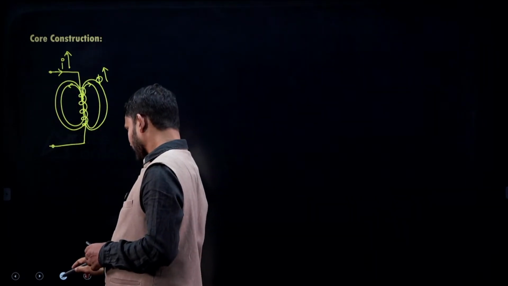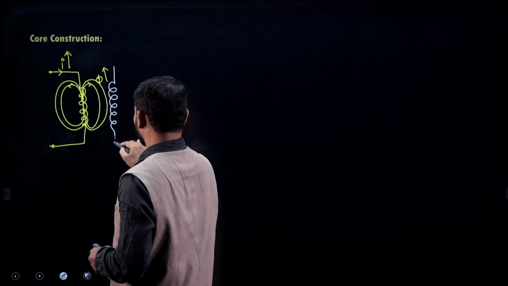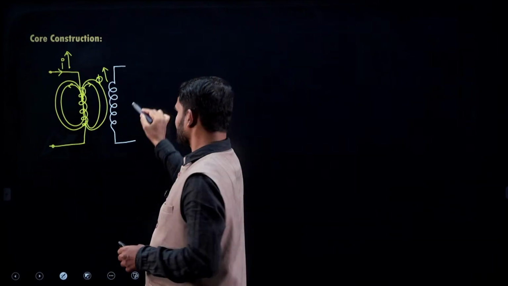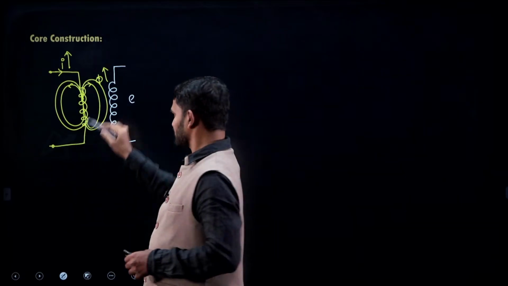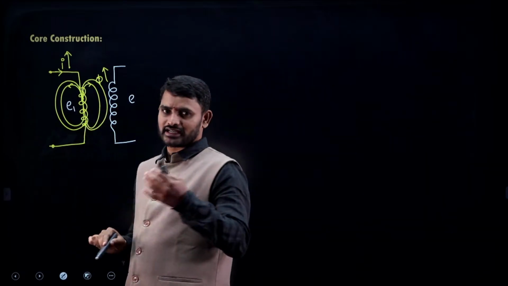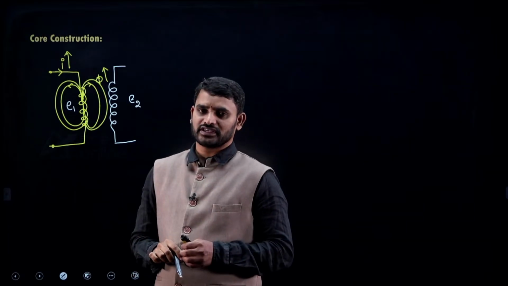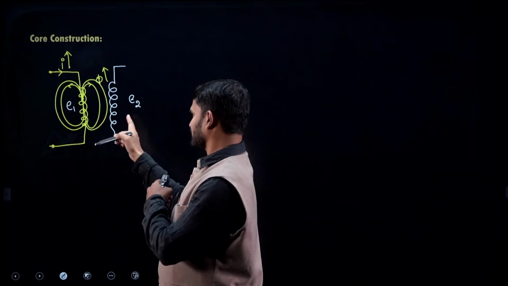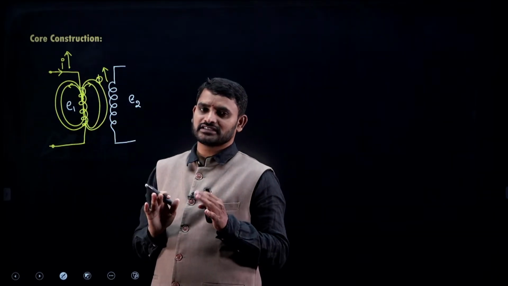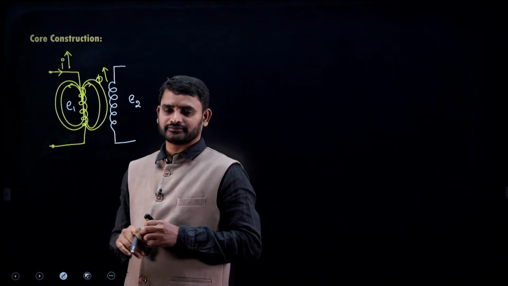Now, if I keep one more winding near to it, these flux lines will link with this winding and induce an EMF. Of course, the same flux lines will also link with its own coil and induce an EMF. We call it self EMF, and the EMF induced in the other coil we call mutual induced EMF. Looking at the flux linkages, only half of the flux lines are linking with the second coil, whereas the remaining half are not linking at all.